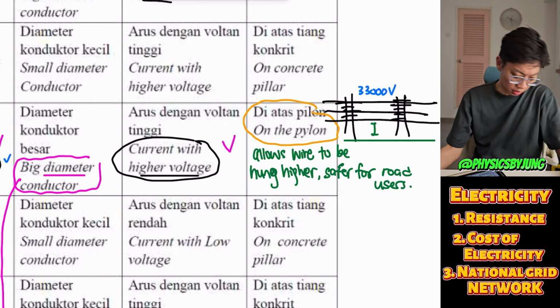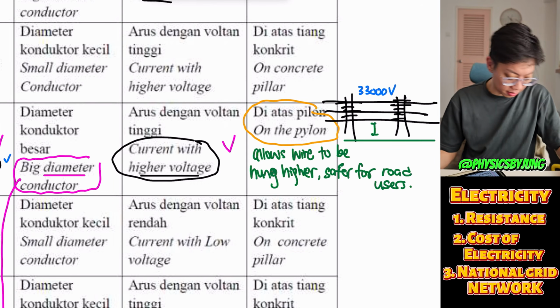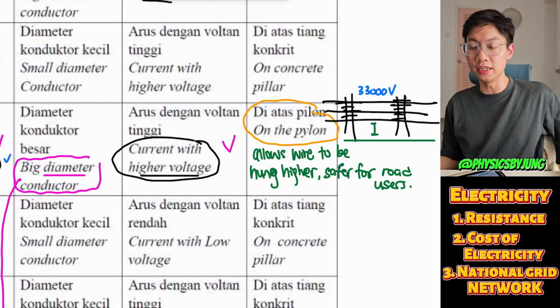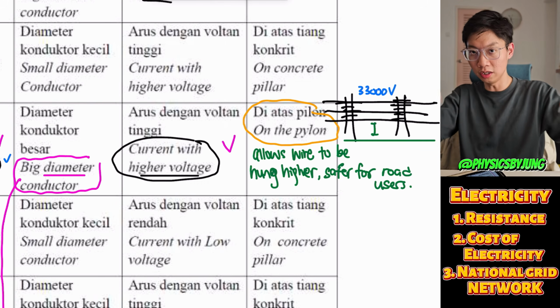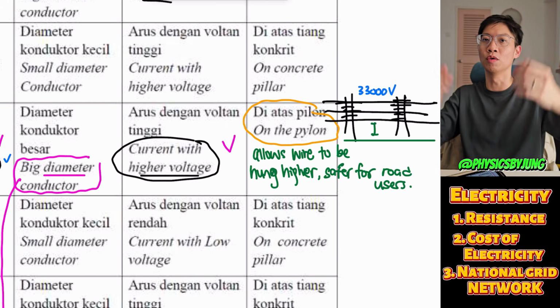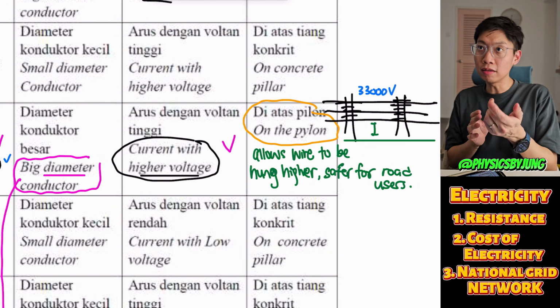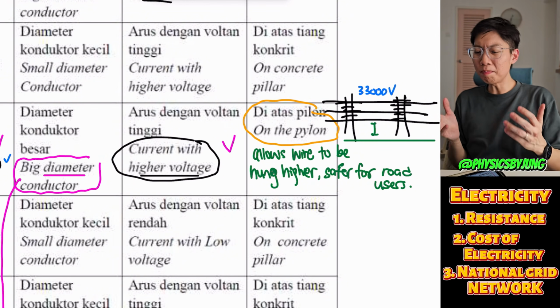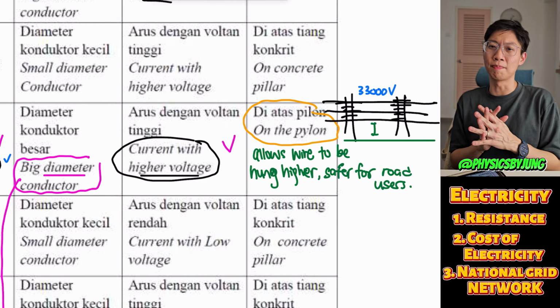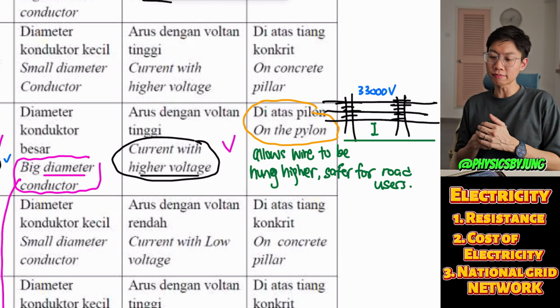Or you can even say that a pylon is a stronger structure that can support the weight of the wires. Because your wires are metal, so metals are heavy. If it's a concrete pillar, maybe it's not strong enough to support them. Pylons are metal, you know. Okay, alright.